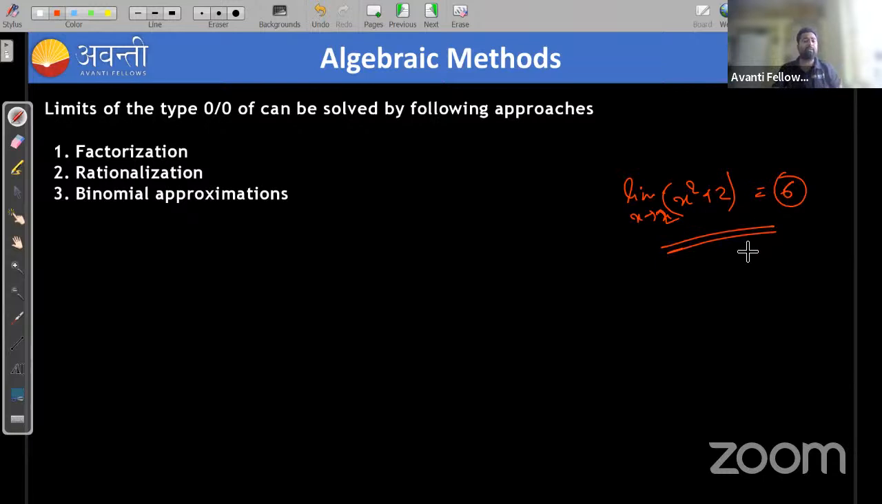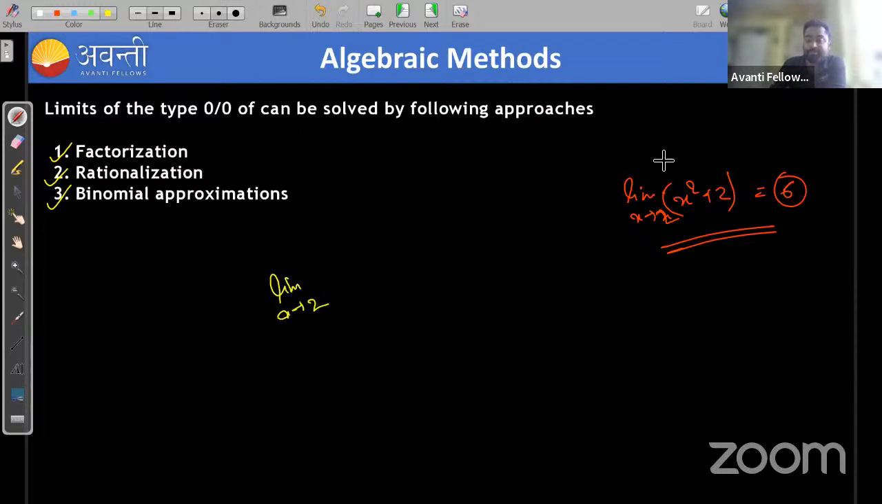When the limit is in the form of 0 by 0, how many methods do we know to evaluate the limits? First one is the factorization method. Second one is the rationalization method. And the third one and the most important portion, that is binomial approximations. All of you know how to evaluate the limit by factorization methods.